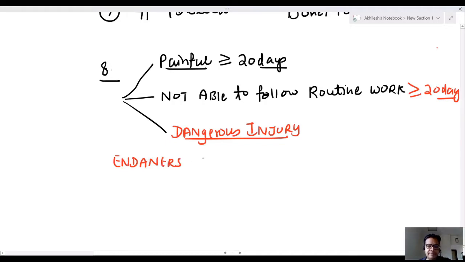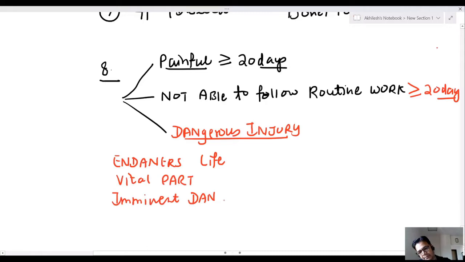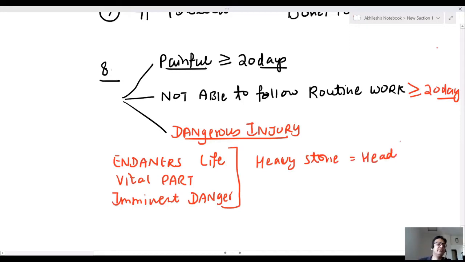Dangerous injury means which endangers your life, which affects a vital part of the body, which causes imminent danger to the life. I am giving you an example. See, sir, a heavy stone hitting on the head. This is a dangerous injury.